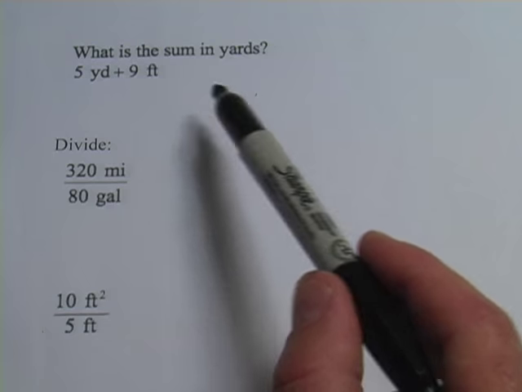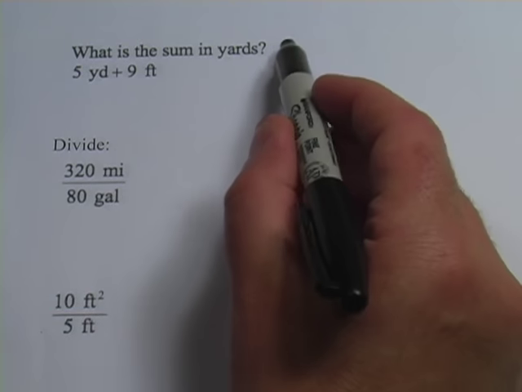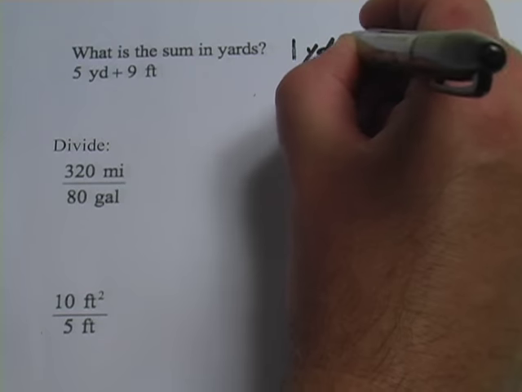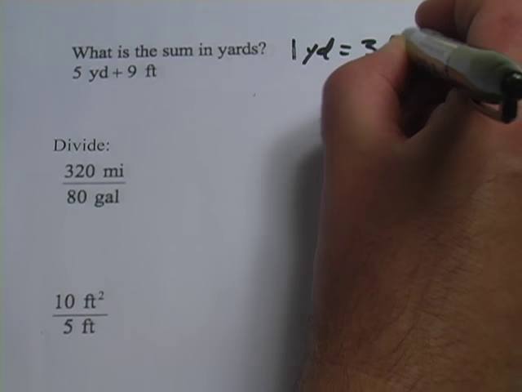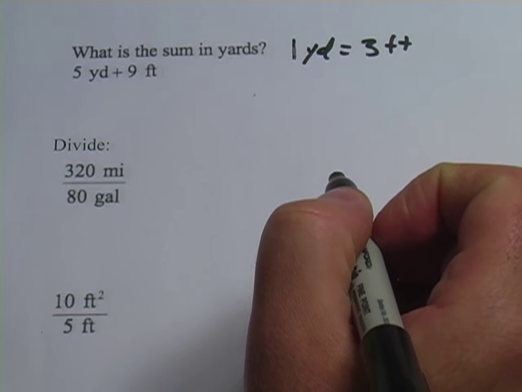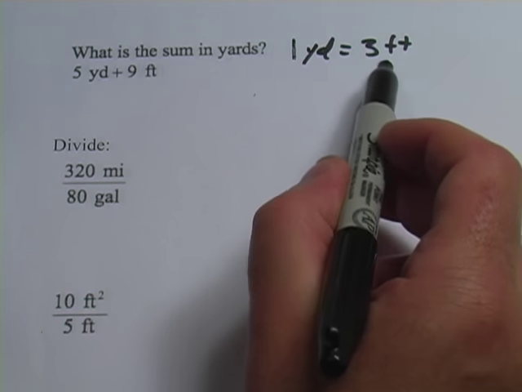So you need to know, first of all, how many feet are there in a yard? And if you don't know this, it's a good one to write down. 1 yard equals 3 feet. Although you could just look that up on the internet, type in how many feet in a yard in a search engine, you'll get an answer. 3 feet in a yard.